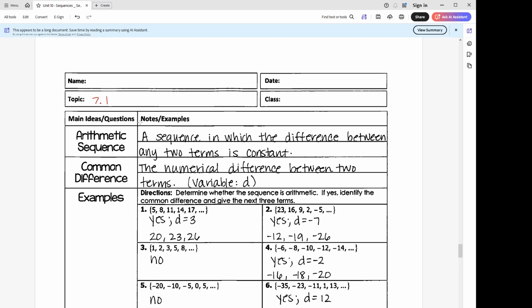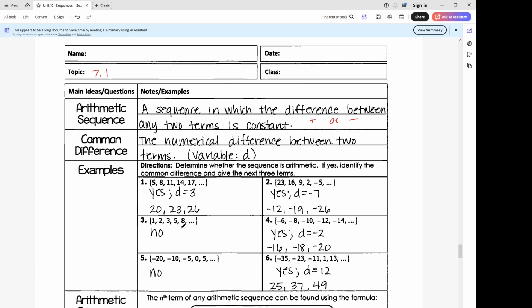So what is an arithmetic sequence? A sequence in which the difference between any two terms is constant. So you're going to be either adding, so plus, or subtracting in the list of numbers. So that's what it is, okay? The common difference is what you're adding or subtracting by, and we usually use the variable d to denote that.